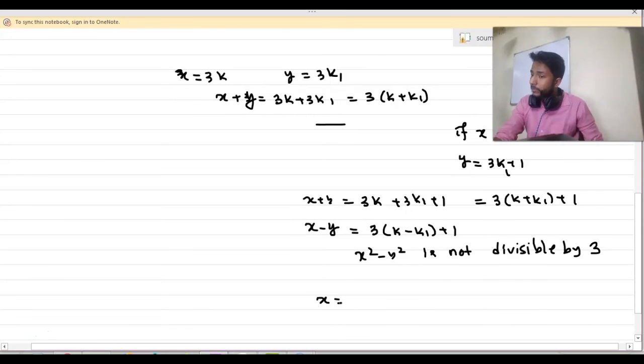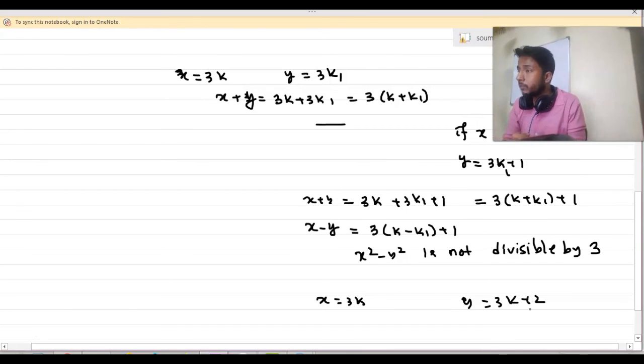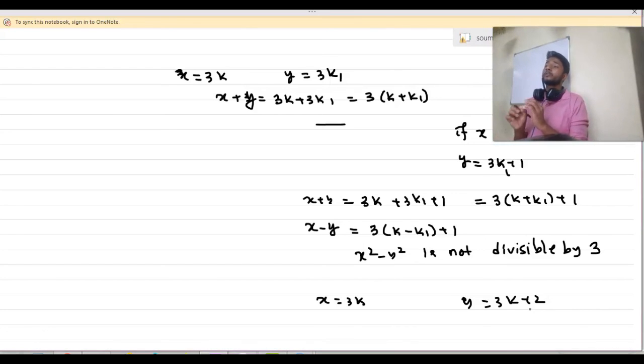If x is of the form 3k, that is x is divisible by 3, and y is of the form 3k plus 2, then you can also show that x plus y and x minus y both are not divisible by 3, and hence x square minus y square is also not divisible by 3. So if x is divisible by 3 and y is not divisible by 3, then x square minus y square is not divisible by 3.